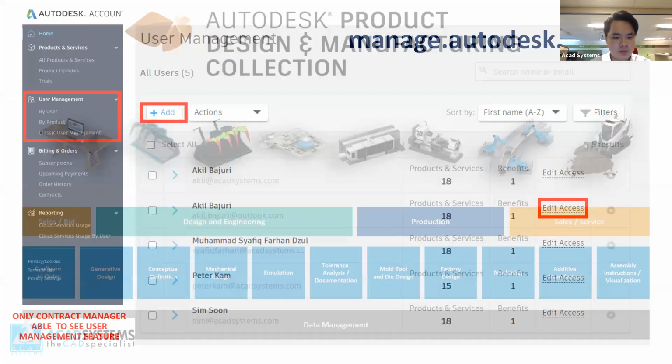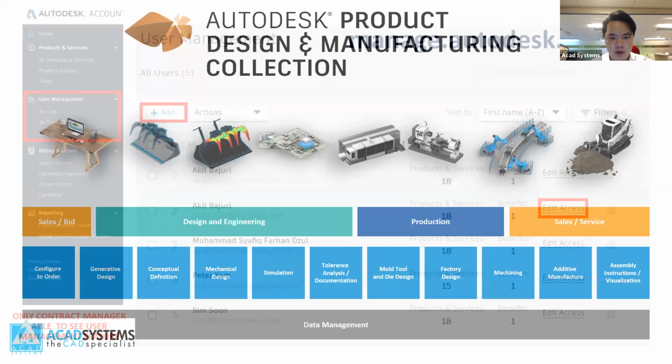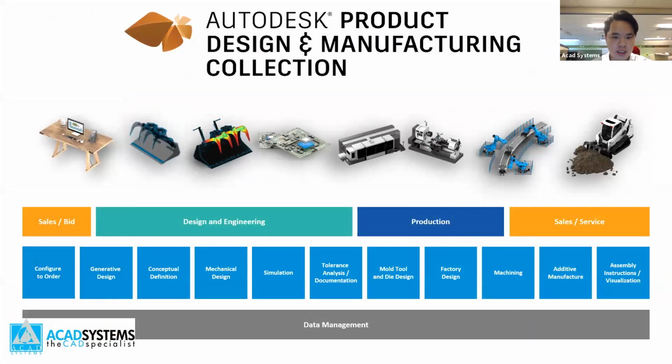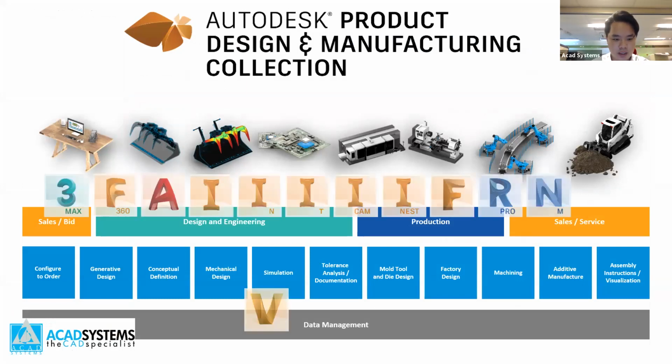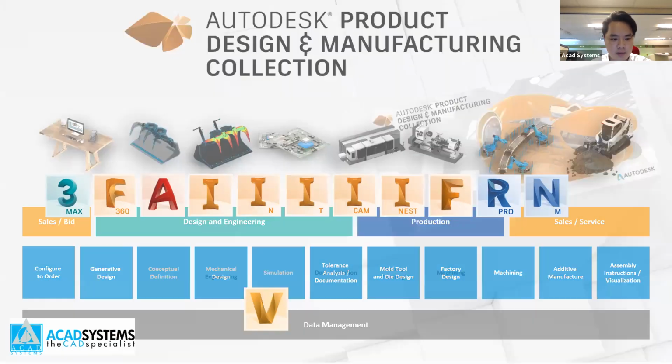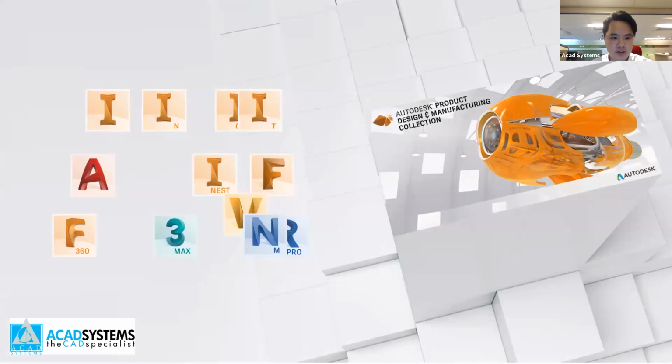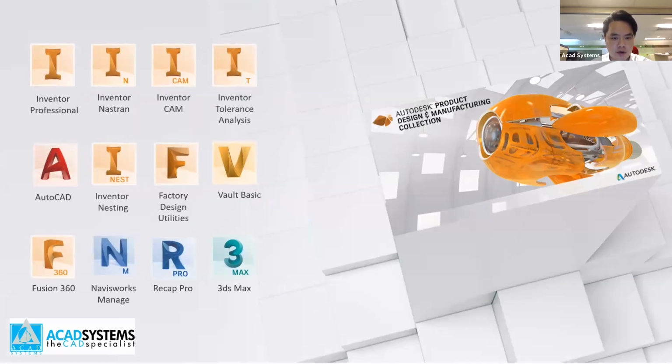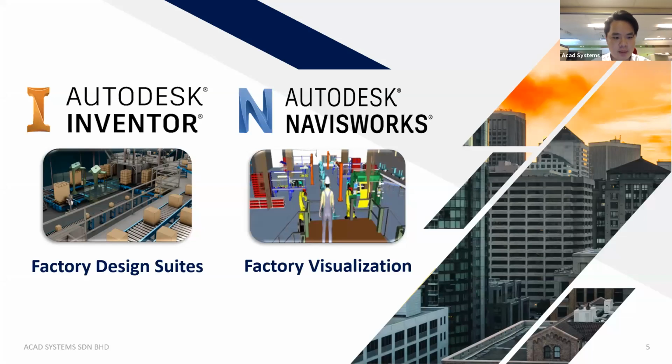So right now, let us begin with today's lesson. I would like to give an introduction to our Product Design Manufacturing Collection. These are all the Autodesk software, which are Inventor, Navisworks, Inventor CAM, and also Tolerance Analysis, also AutoCAD, Fusion, Navisworks, Recap Pro, and so on. All of these software are inside a bundle named the Product Design Manufacturing Collection. And today, we will use two of them from this PDMC, which are Inventor and Navisworks.